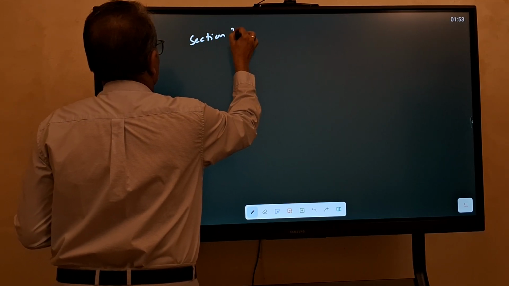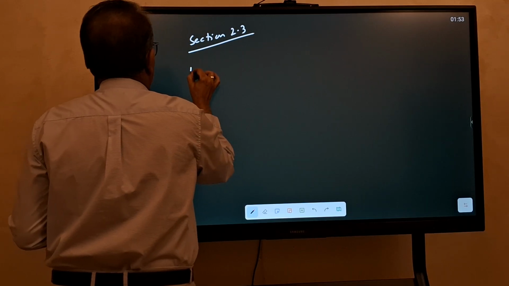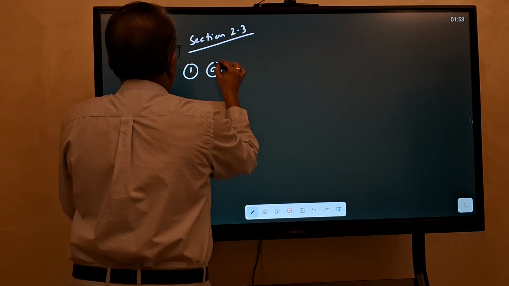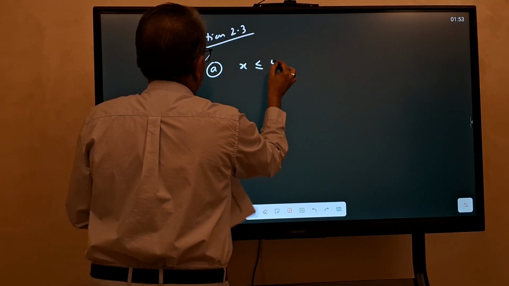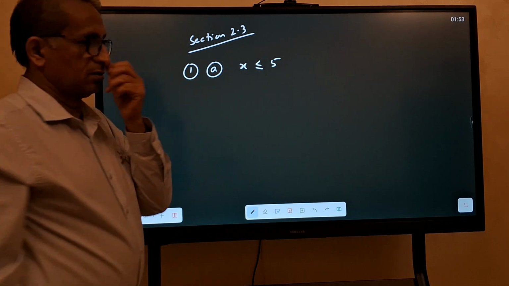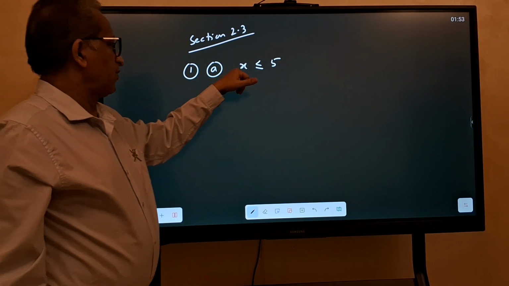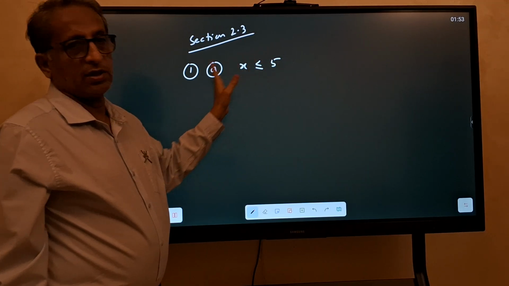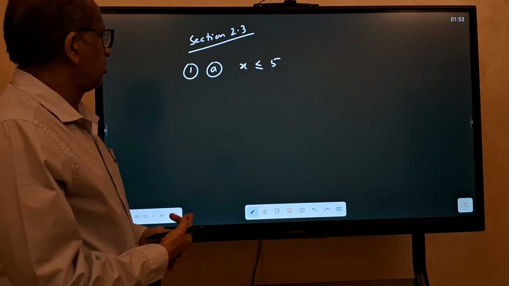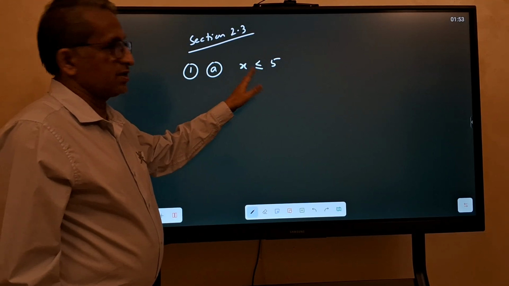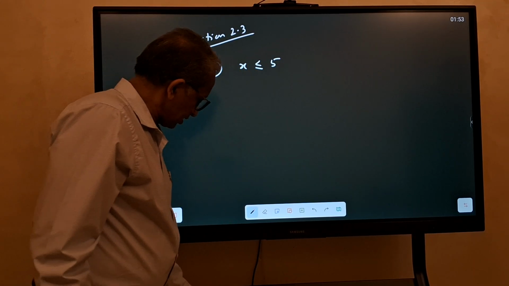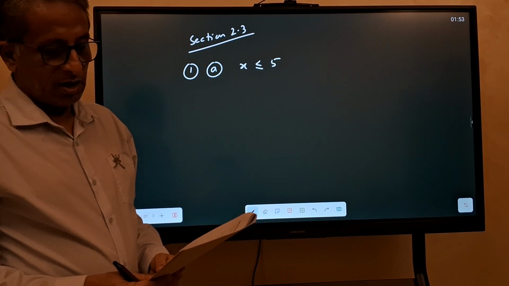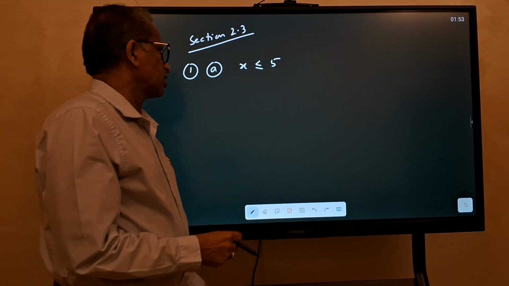Let us start by solving exercises in section 2.3, exercise number 1, a. What is given here? x is less than or equal to 5. You are given a linear inequality. The variable is x, the power of x is 1, so it is linear, with less than or equal to, therefore this is a linear inequality. Your question here is to graph this on the number line and write it in interval notation.